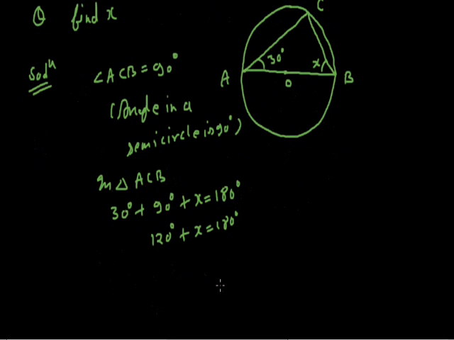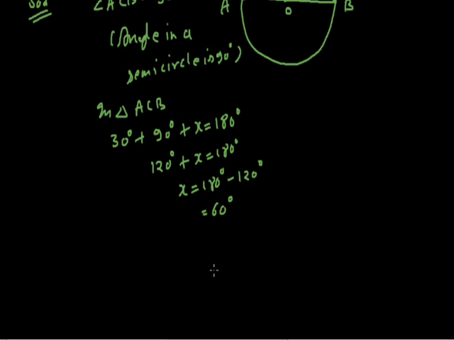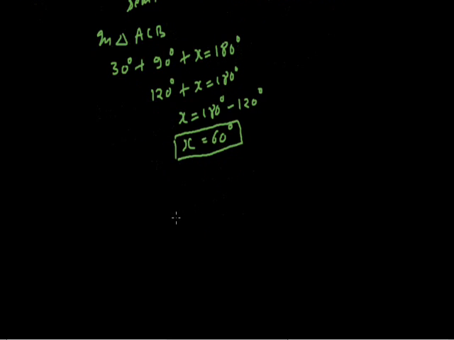Now we can say that angle x is equal to 180 degrees minus 120 degrees, which is equal to 60 degrees. This is the required answer, that is x equals 60 degrees. Now we move to the next question.